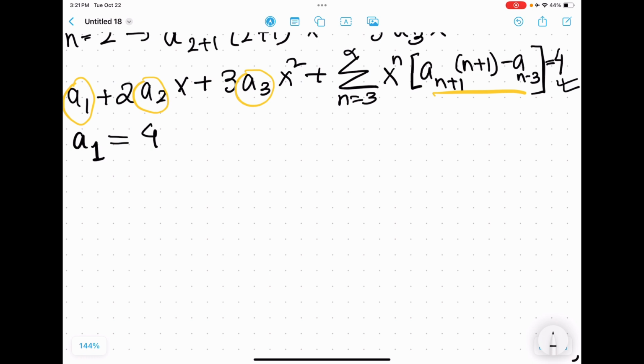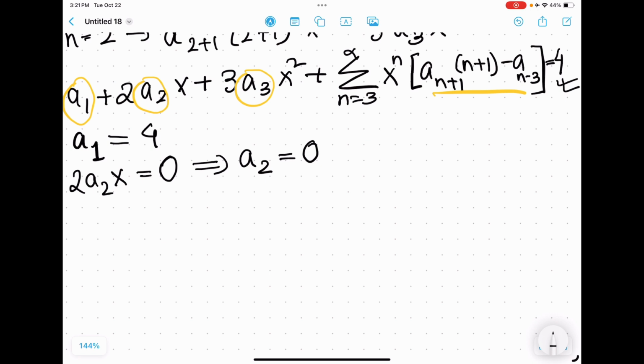Now let's look at our second term, which is 2a sub 2 x. Let's look at my right-hand side and check if I have a coefficient for the x power. If I look on my right-hand side, clearly there are no x's. There is no coefficient for x. That means this entire thing is a 0, which basically means that our a sub 2 is 0.